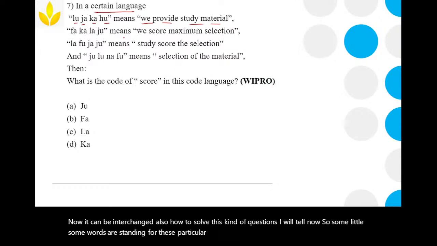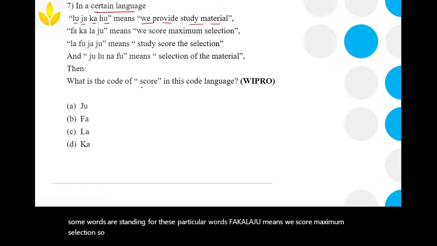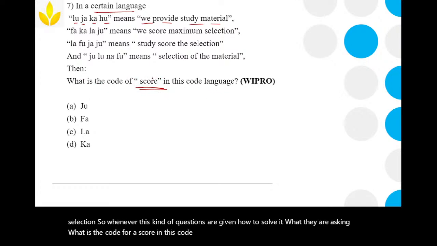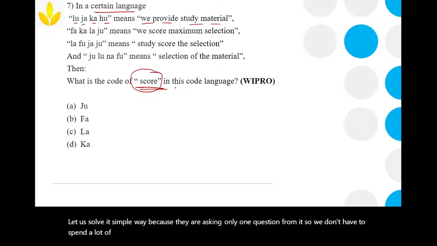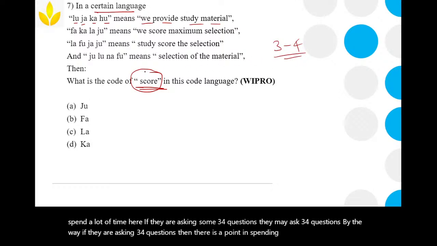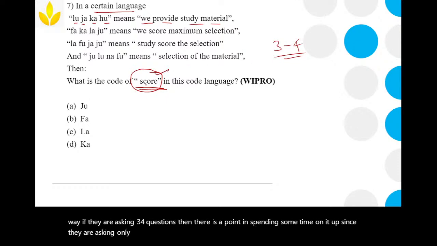FAKLAJU means we score maximum selection. So whenever this kind of question is given, how to solve it? What they are asking is: what is the code for score in this code language? Now let us solve it in a simple way, because they are asking only one question from it. So we don't have to spend a lot of time here. If they are asking 3-4 questions, then there is a point in spending some time on it. Since they are asking only one question, we'll directly go and check for this word. Where do you find this word? First line you don't have it, second line, third line we have score.